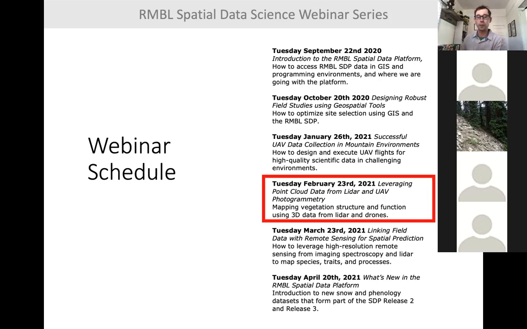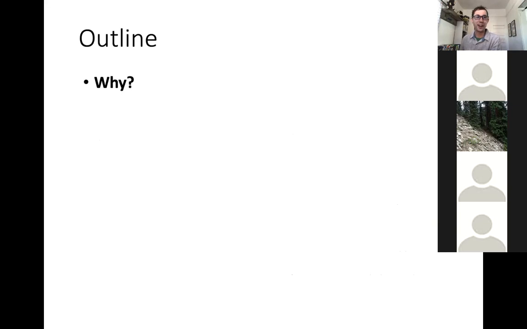And then in April, I'm going to talk about some of the data products that I'm generating for people who work at Rocky Mountain Biological Lab. Those will also be kind of interesting for non-RMBL related folks to just see what's possible with all these new remote sensing tools. But today, we're all about point clouds.